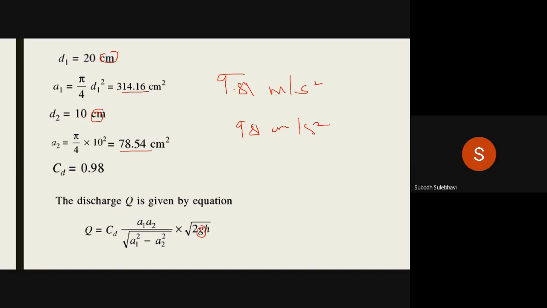704.40. The unit is centimeter cube per second, because everything is in terms of centimeter cube. I have got 70465 centimeter cube per second. If we convert it into liter per second, it will be 70.465 liter per second. So this is the answer which I have got.